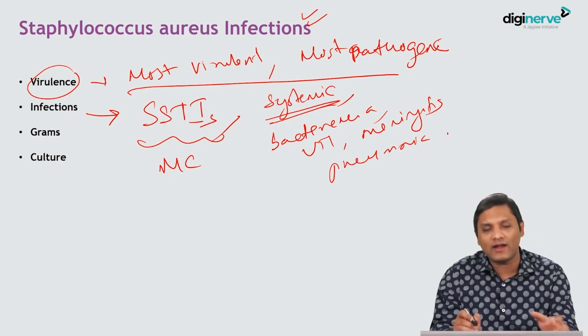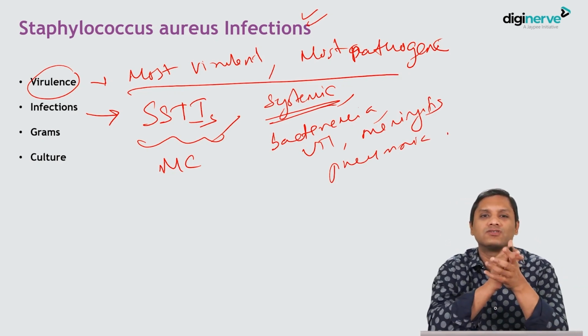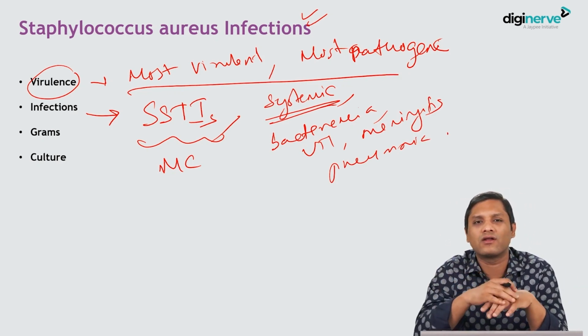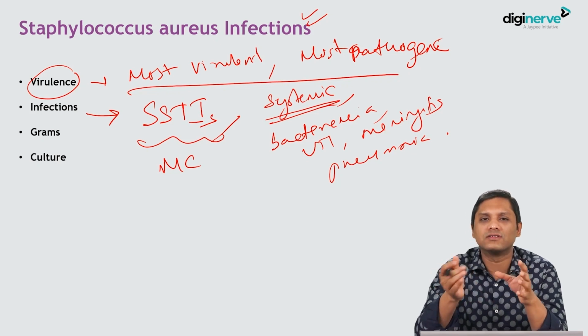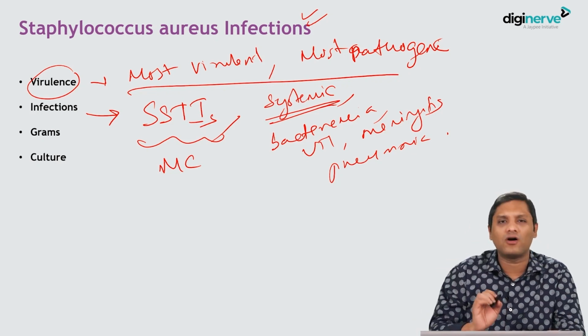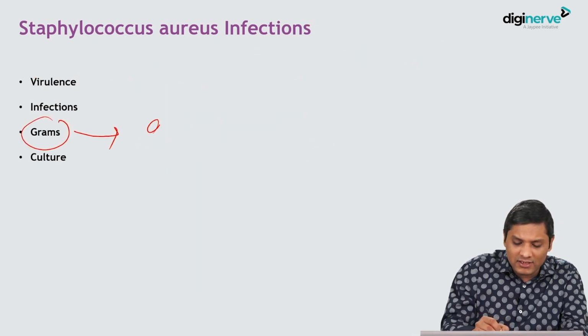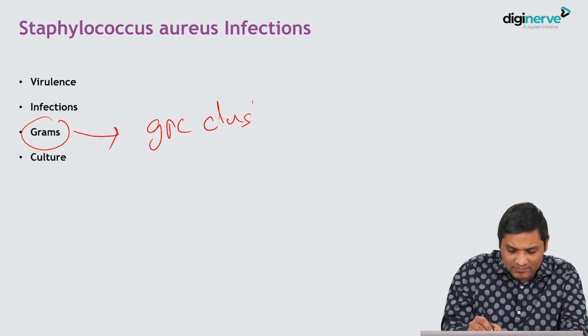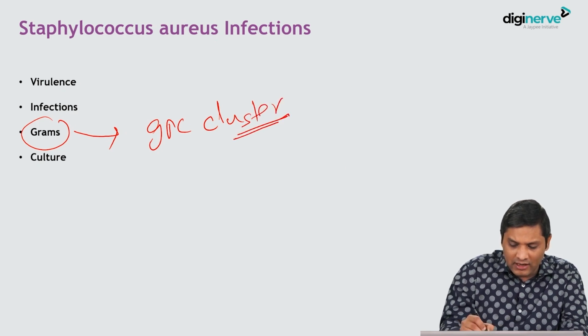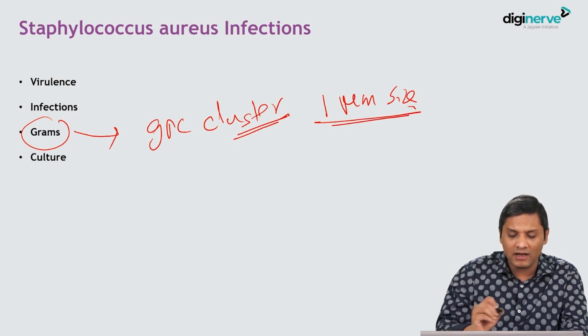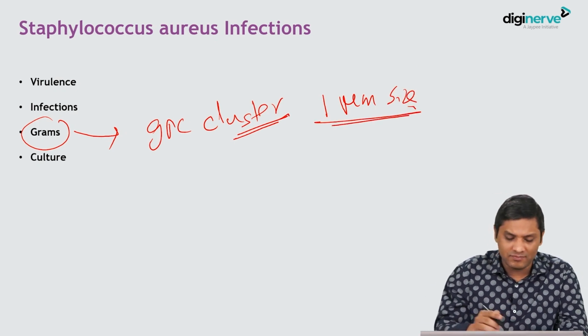So on one end it can cause local infection, skin and soft tissue infection. On the other end it can cause widespread multi-system infections. So it is one of the most common organisms encountered in clinical specimens. Gram staining we have discussed. They are arranged in clusters. They are spherical cocci around 1 micrometer in size, and they are arranged in clusters.